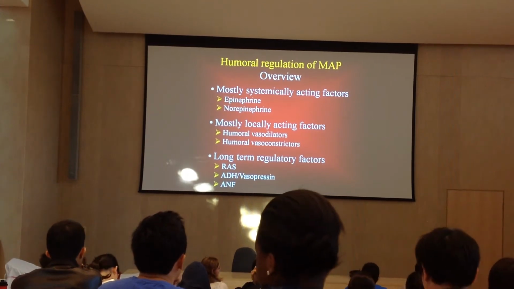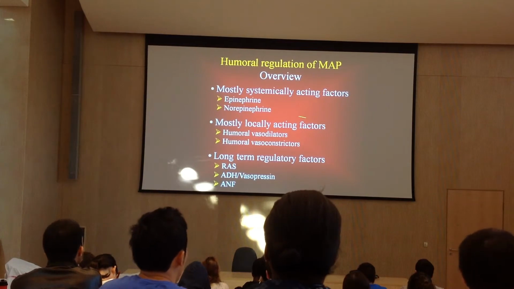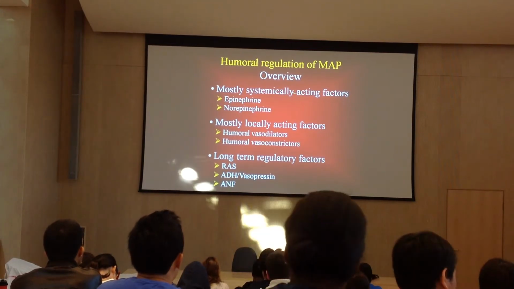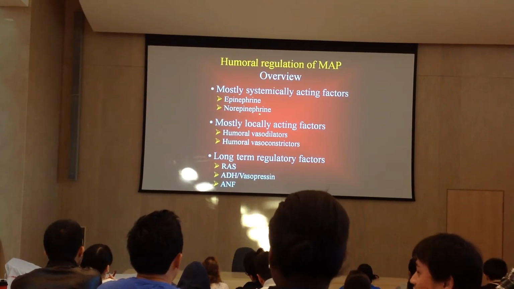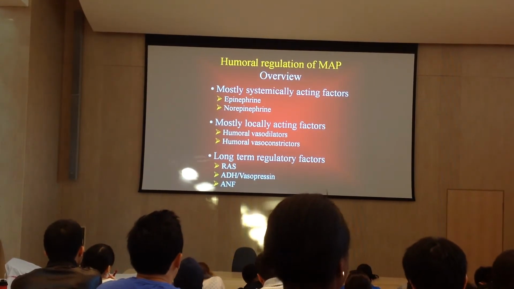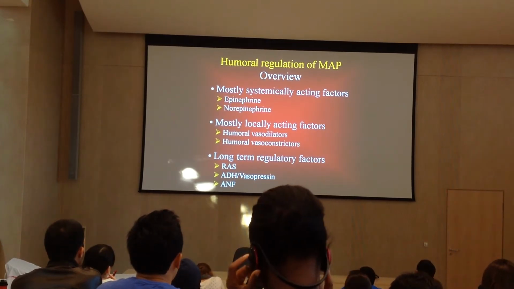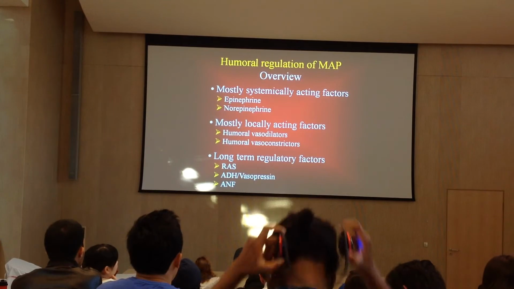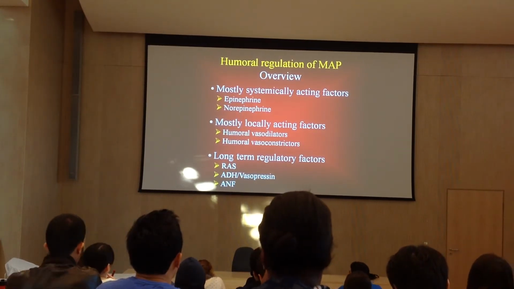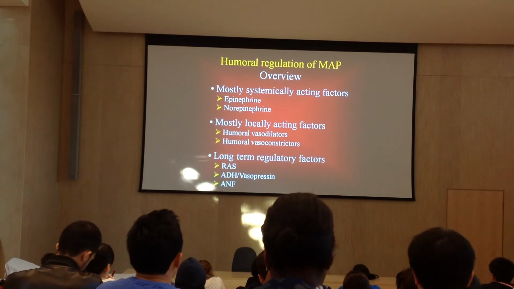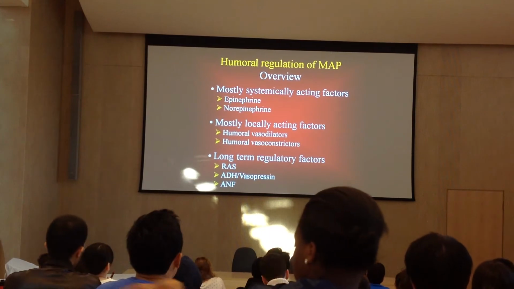So we are going to classify the factors into three large groups. We are going to first talk about mostly systemically acting factors. These will be the epi and the norepi. Of course, you know epi is similar to adrenaline, and the norepi is the noradrenaline, depending on which nomenclature you like to use. Again, they are mostly systemically acting, but I'm going to show you some examples where they're local factors. There will be mostly locally acting factors.